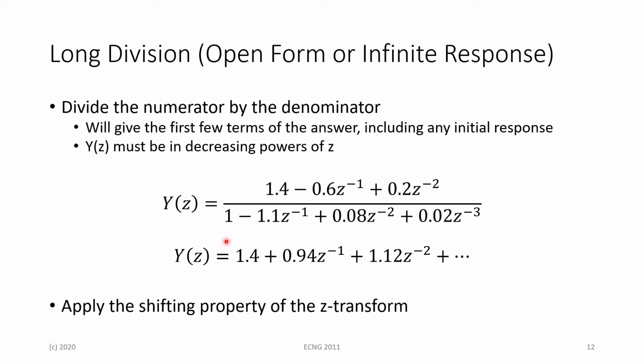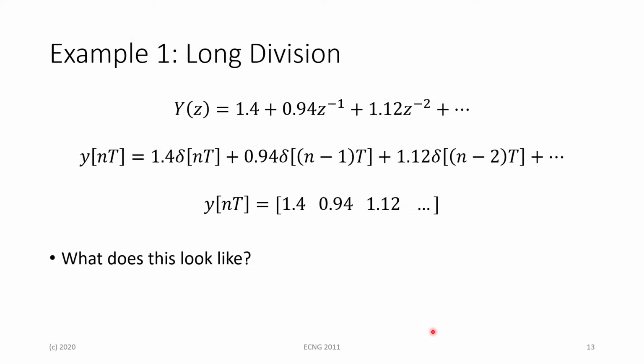Once you have your z equation result here, up to some z to the minus factor, it's quite easy to apply the shifting property of the z transform to get this into the discretized form. This represents a sequence of values, because it is basically an infinite sequence. So this 1.4 here, being a constant from the z domain into the nt domain, just becomes 1.4 delta of nt.